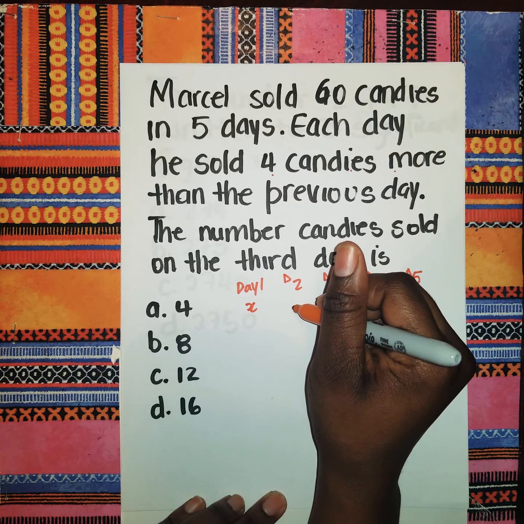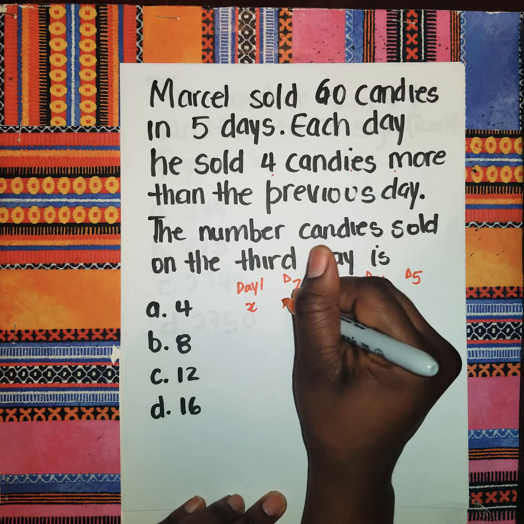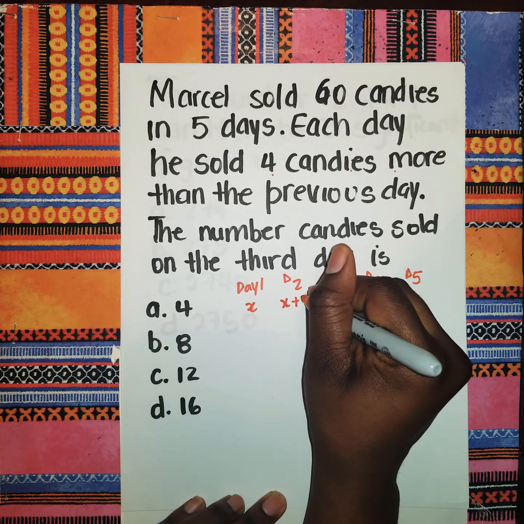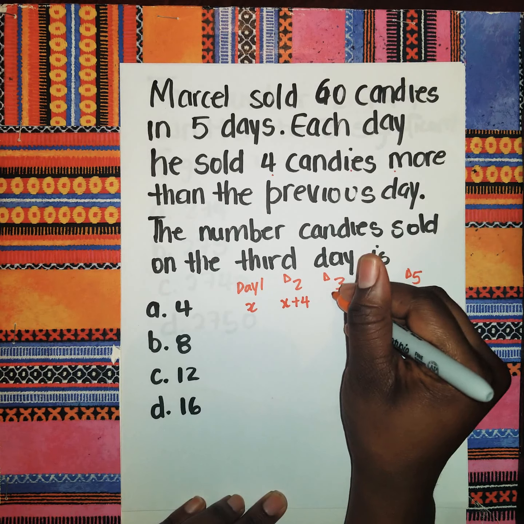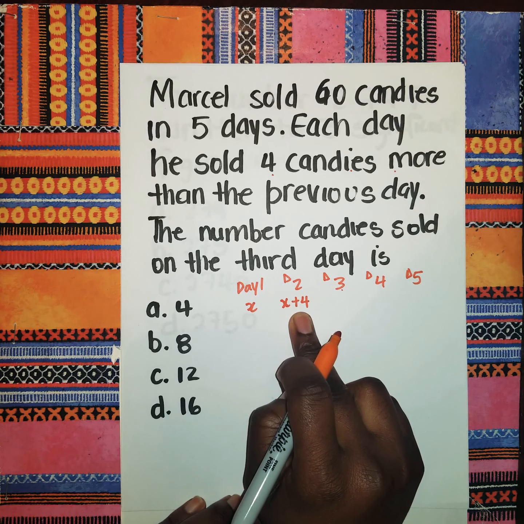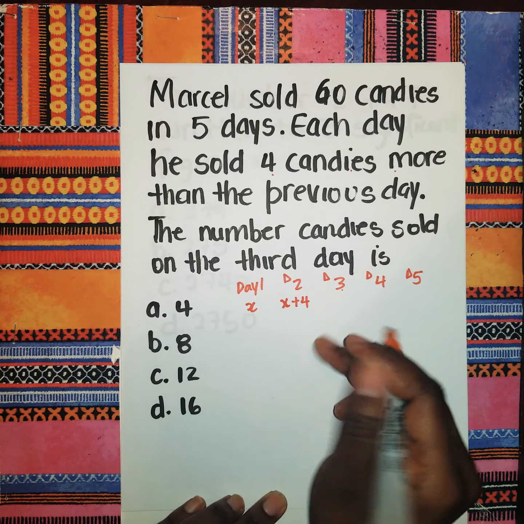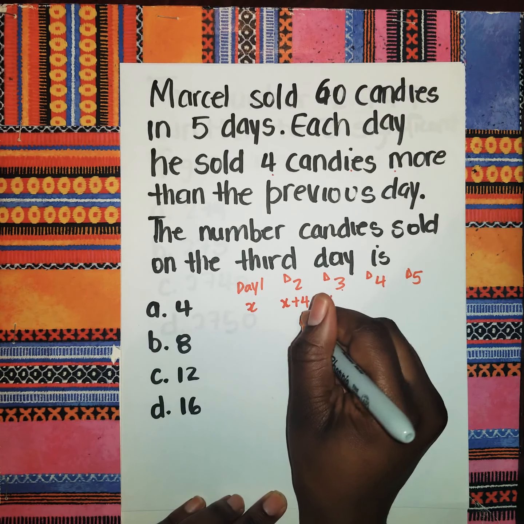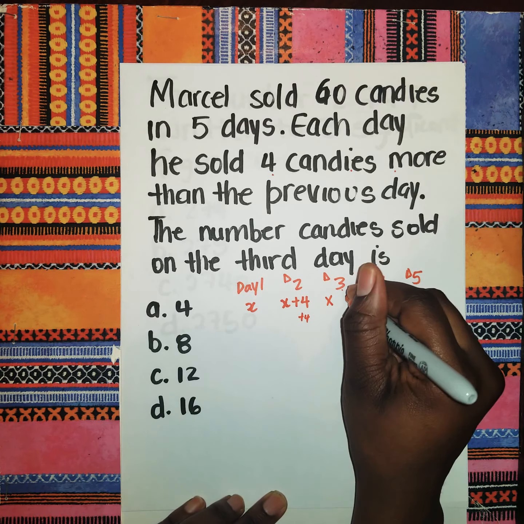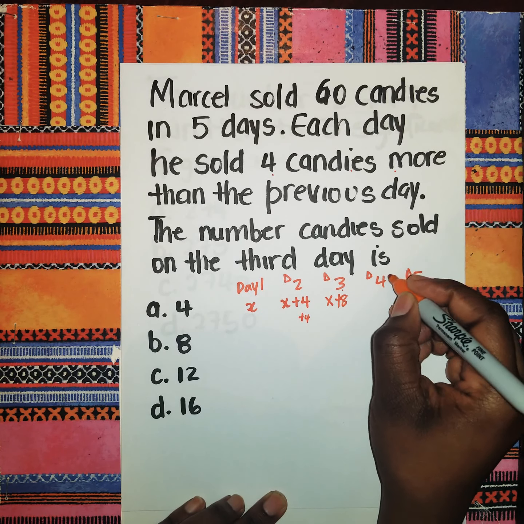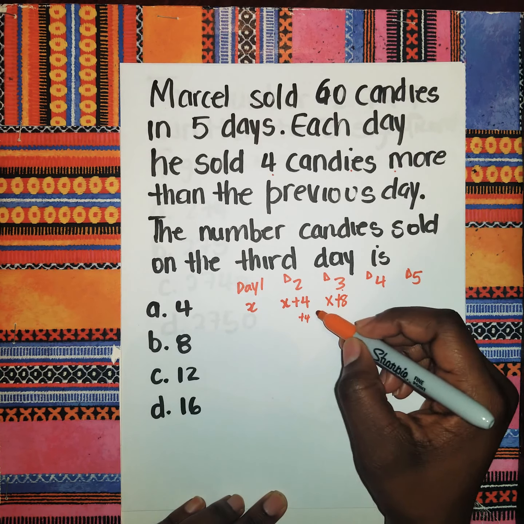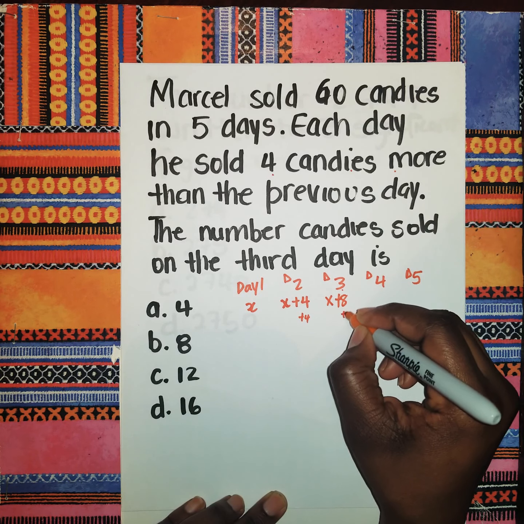So it means on day 2 he'll sell whatever he normally sells plus 4 more. Alright? On day 3 he will sell whatever he sold on day 2 plus 4 more. So you're going to keep adding 4, guys. There's a concept behind this. They keep adding 4 as you go because he's selling 4 more each day. So adding 4 to whatever was on the previous day.